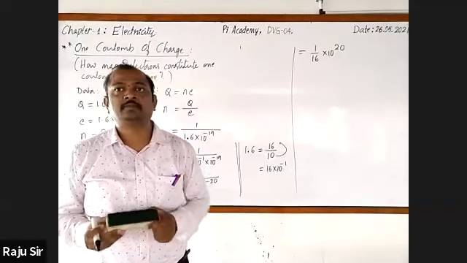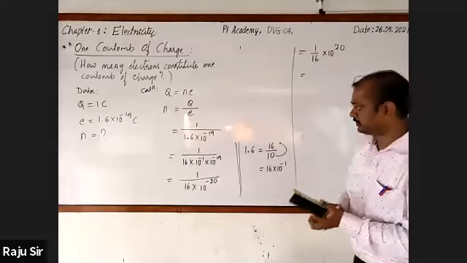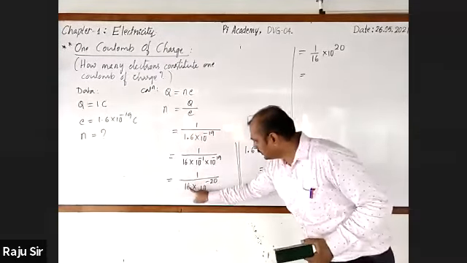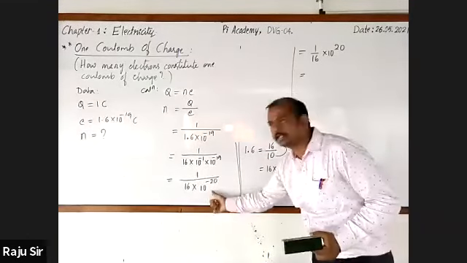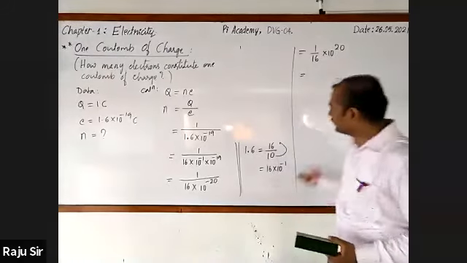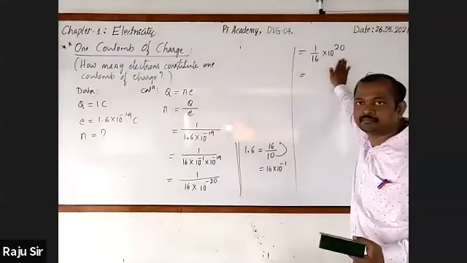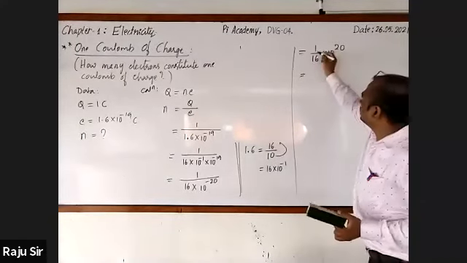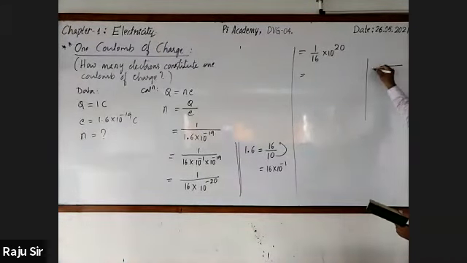If not understood, please ask me. Repeat it, sir. Okay. Once I repeat, look at from here. I have written 1 by 16 as it is. Observe 10 raised to the power minus 20. It is in the denominator, and take that to the numerator. And taking it becomes 10 raised to the power plus 20. Now, let me divide 1 by 16.